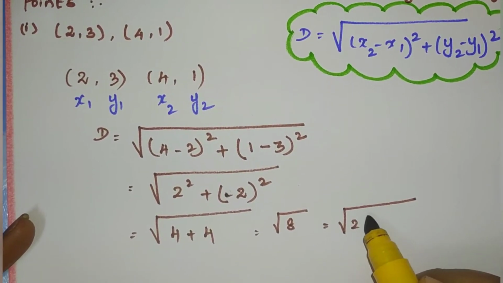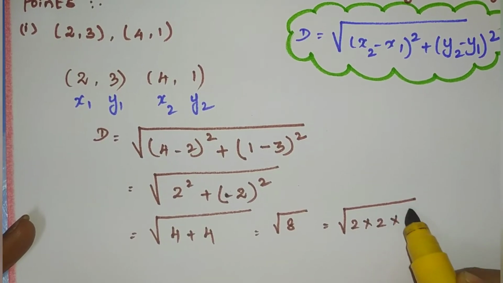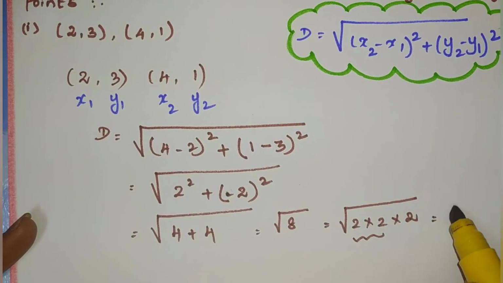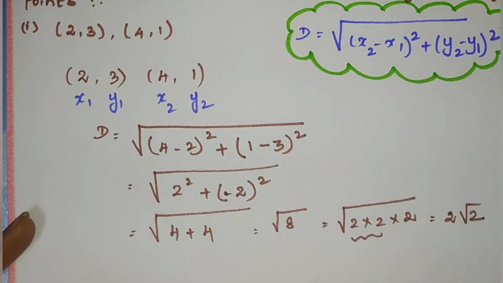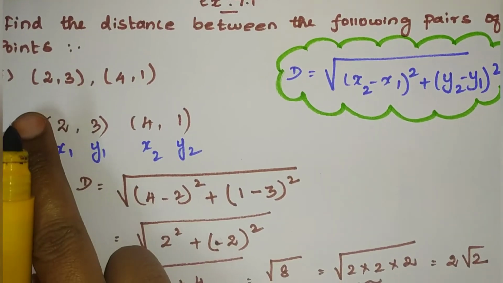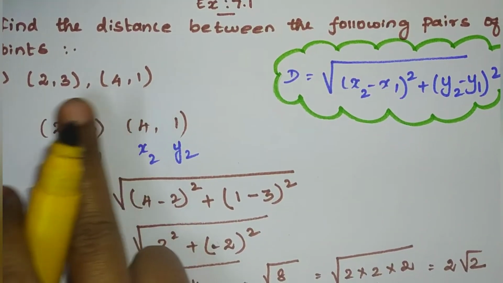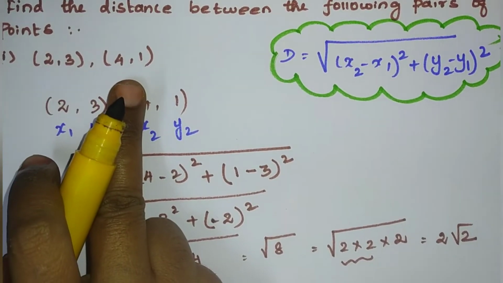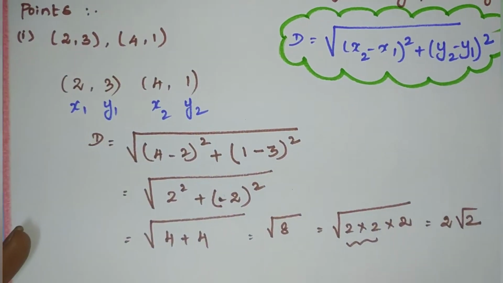8 we can write as 2 into 2 into 2. So from these two we can take 1 outside. So the answer is 2 root 2. The distance between the 2 points is 2 root 2.